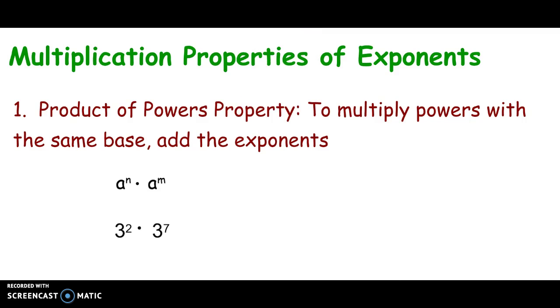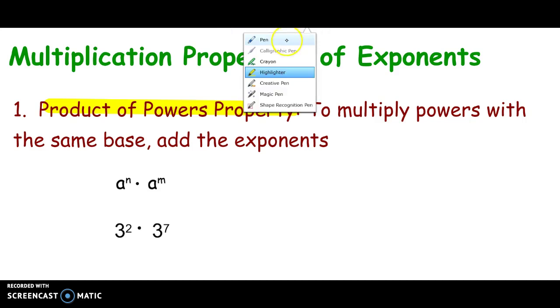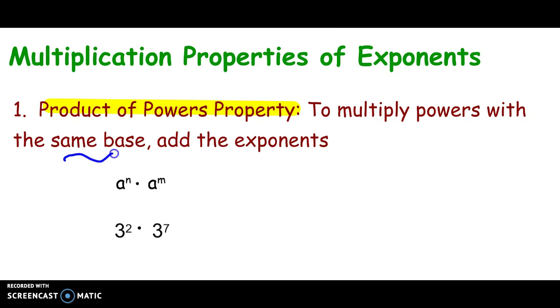The first multiplication property is the product of powers property. That tells me that I have two terms with the same base, and I want to multiply them. When you have the same base, you're just going to add the exponents. Algebraically, that looks like this, where we have a to the n times a to the m. Our base is a, and we write that as a to the n plus m. So we just add the exponents.